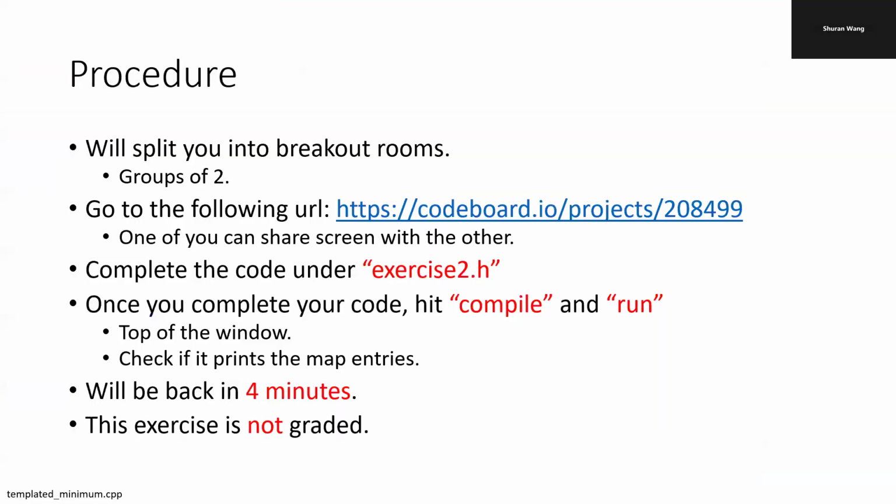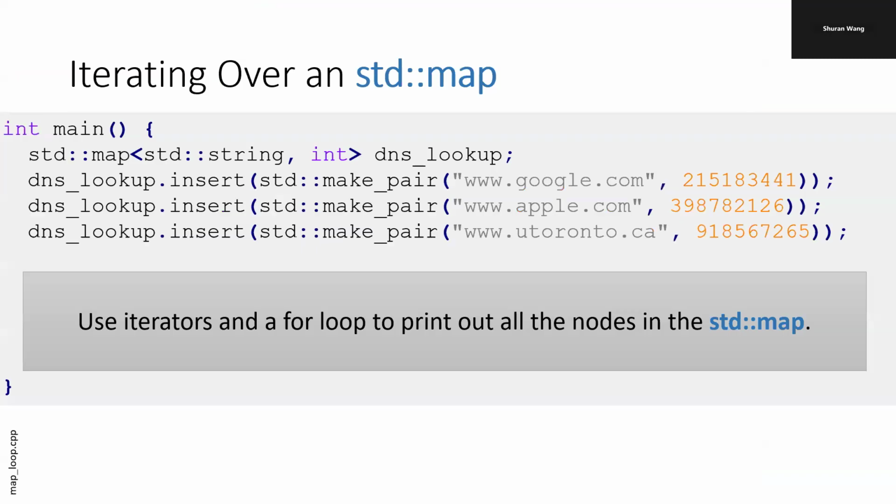Now, exercise 2. Let's go on to that URL and go to exercise 2. So basically what we want is to use iterators and a for loop to print out all of the nodes in STD map. You can either use a for loop and iterators, or you can use the range-based for loop. Anything you want. Anything that can go from beginning to end.